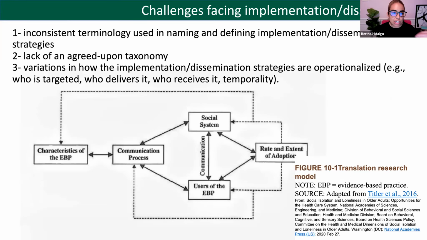So to date, there has been a lot of inconsistent terminology and naming, but also defining implementation and dissemination strategies, specifically dissemination strategies, because it's so underdeveloped. There's a lack of agreed taxonomy. There are lots of variations in how the strategies are operationalized. So who is targeted, who delivers it, who receives it, the temporality of the information as well.